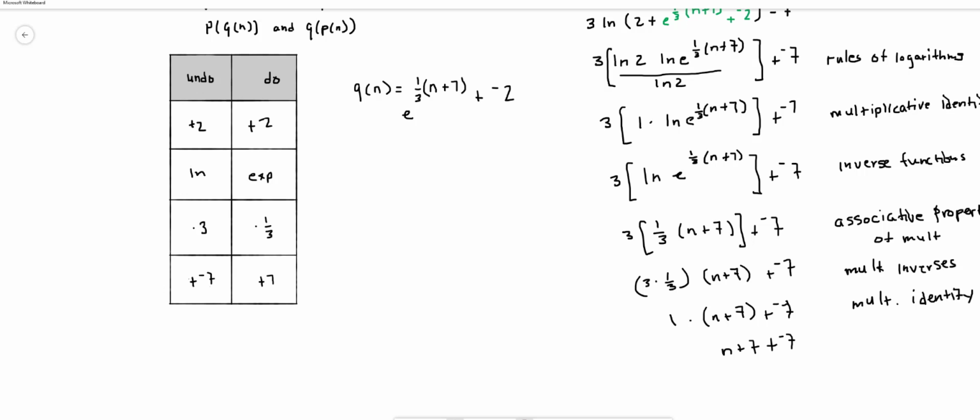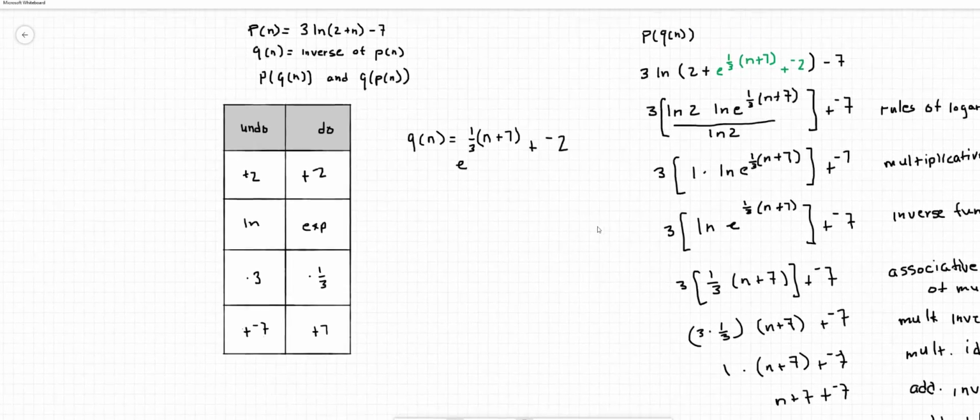7 and negative 7 are additive inverses, so they are a 0 pair and add to 0. And 0 is the additive identity, so anything plus 0 is itself. All right, now let's see the case for going the other way.